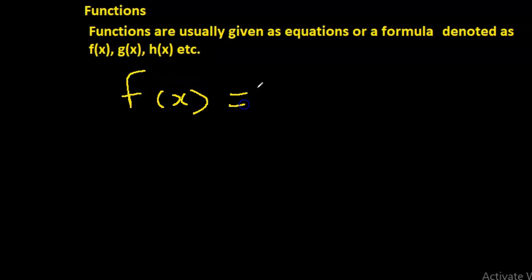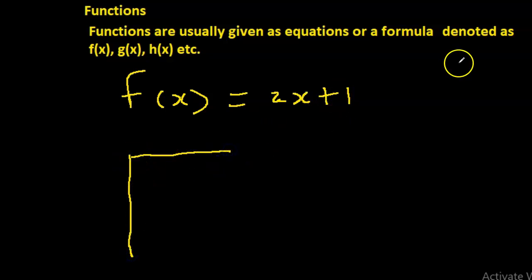Let's say f of x is equal to 2x plus 1. And by the way, we use f of x interchangeably with y. So from henceforth, you'll hear me use f of x, or sometimes I would say y equals 2x plus 1. So we use these terms interchangeably.